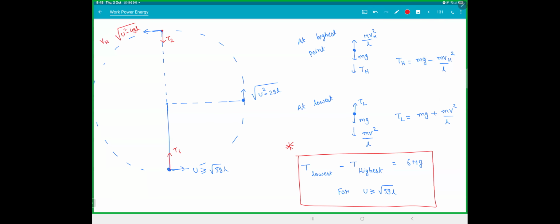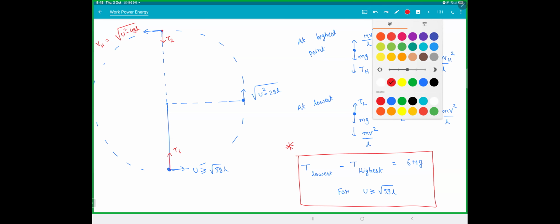Please don't think this is school. In school, the teacher will write each and every step for you. You're preparing for Advanced. So that is u square minus 4gl. This is u. Substitute here and subtract them, TL minus TH. How difficult is that?